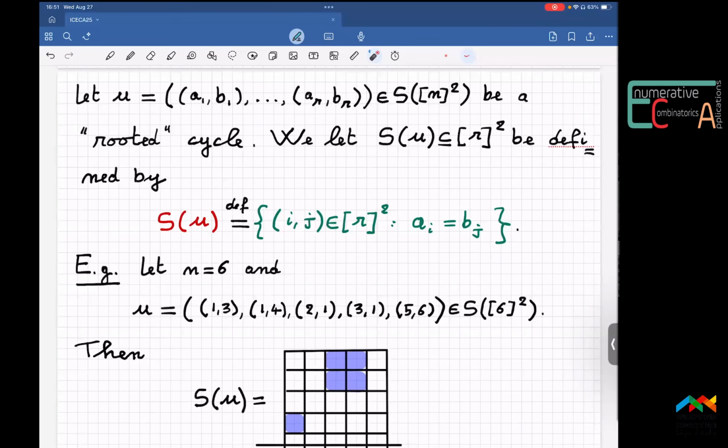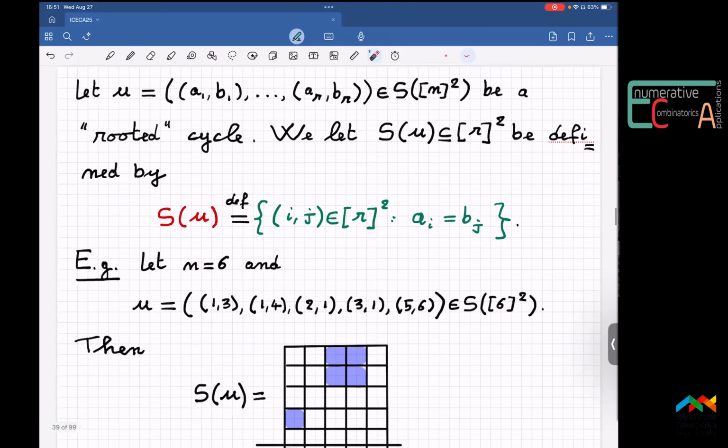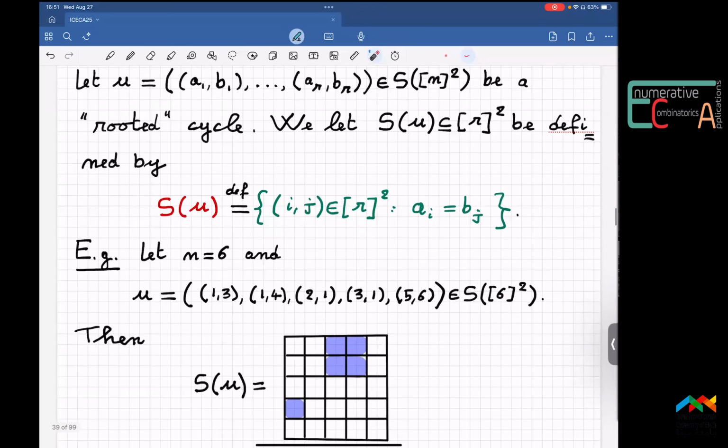And so here, similar situation, you fix your first element, and I define S of u as a subset of r square, the Cartesian product of the integers from 1 to r. And it's defined in this way. You put a pair (i, j) in your subset if a_i equals b_j. So this is really very simple. You just record when a_i equals a b_j.